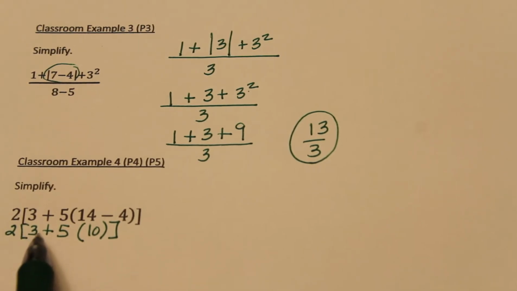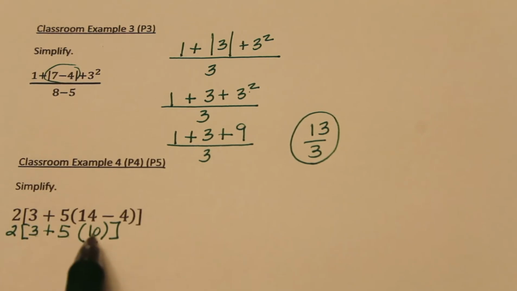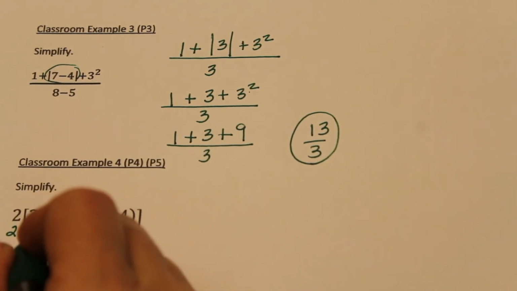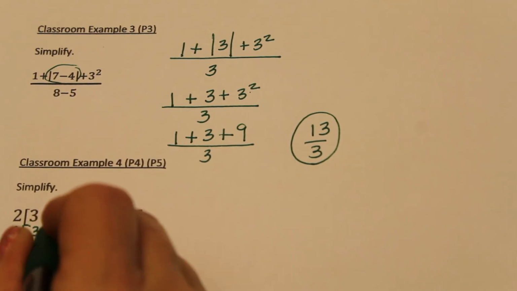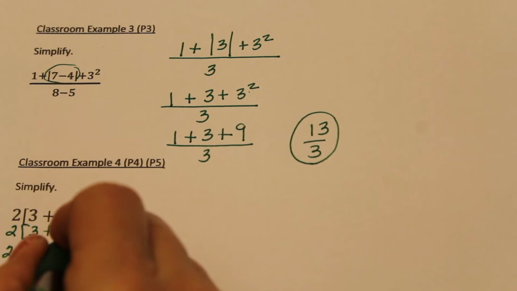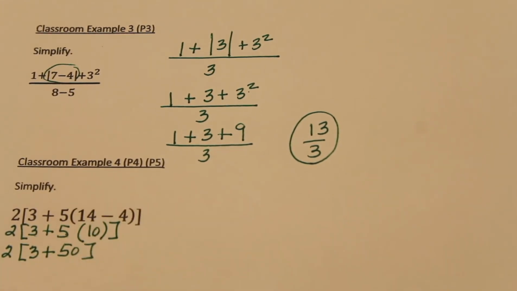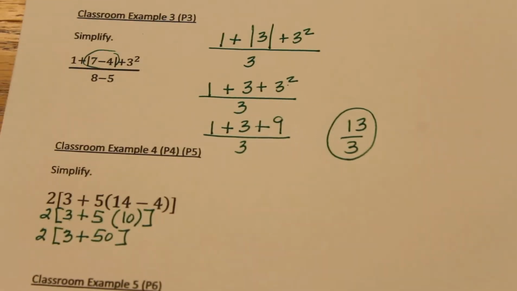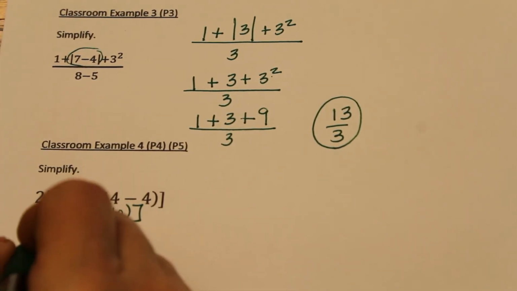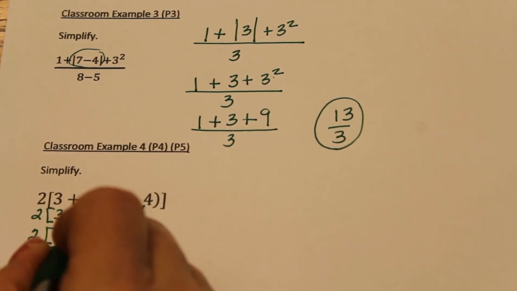So now, do I want to do this addition first or this multiplication first? Multiplication comes first. So bring down the 2, bring down the bracket, bring down the 3, bring down the plus, and 5 times 10 is 50. Now we still want to be doing what's in our parens, so we want to do this addition first. This is going to become 2. 50 plus 3 is 53.